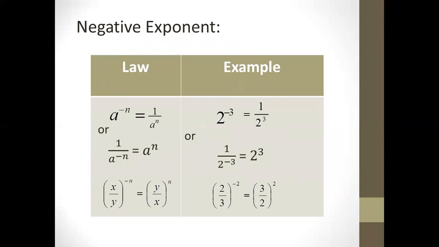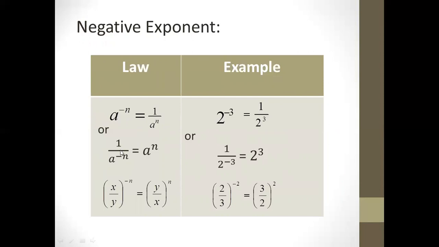Next, we have negative exponent. This law states that a negative exponent means take the reciprocal. Here you have a quantity with a negative exponent, and to make it positive, what do you have to do? You have to take its reciprocal. Then in the numerator you will get 1 upon a raised to the power n. Now it becomes positive, right?